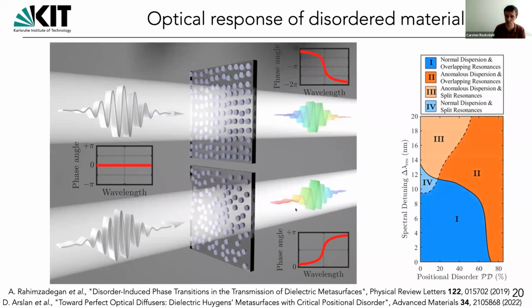One can do a bit more analysis. One can study a phase diagram that we have set up, where we distinguish between blue and orange, between normal and anomalous dispersion. And we can also change the spectral detuning between the electric and magnetic resonance, which gives rise to an overlapping resonance of these two resonances, or clearly split resonances. This allows for a classification of the type of transmission property in each of these combinations of disorder and spectral detuning, which was quite a nice way.